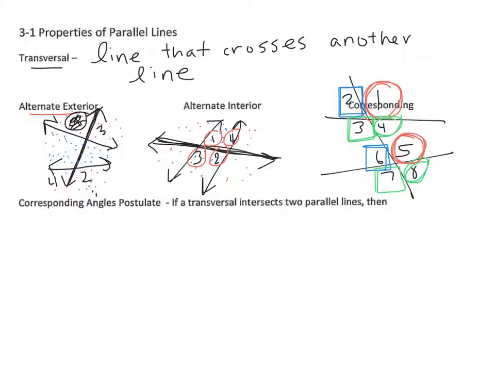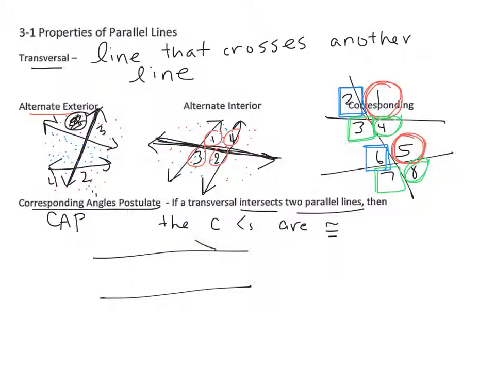So you need to know alternate exterior, alternate interior, and corresponding angles. The corresponding angles postulate says if a transversal intersects or crosses two parallel lines, then the corresponding angles, I'll call them C angles, are congruent. We shorten the corresponding angles postulate to be CAP. That's the acronym. So if you have two parallel lines, this means parallel, cut by a transversal, then you have 8 different angles.